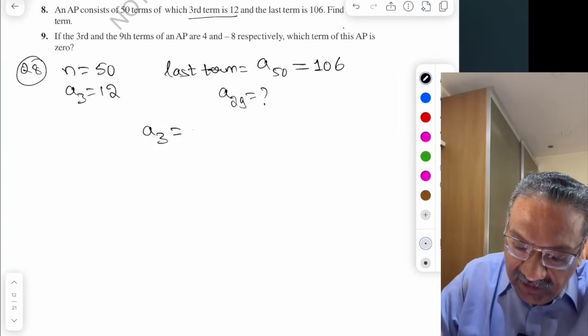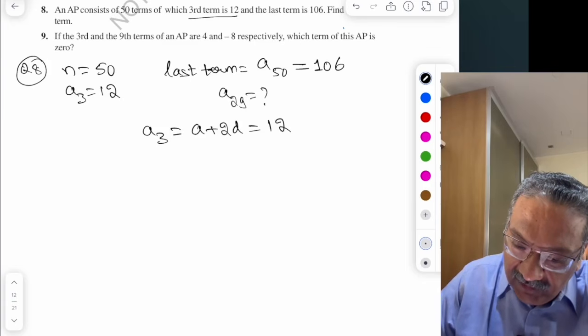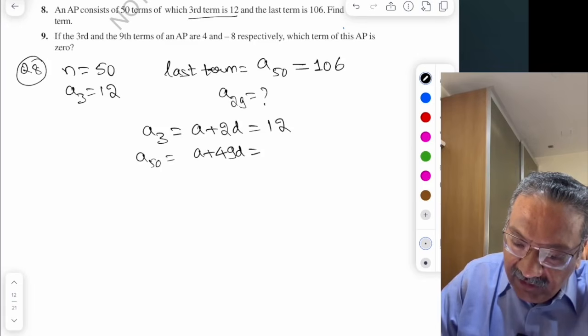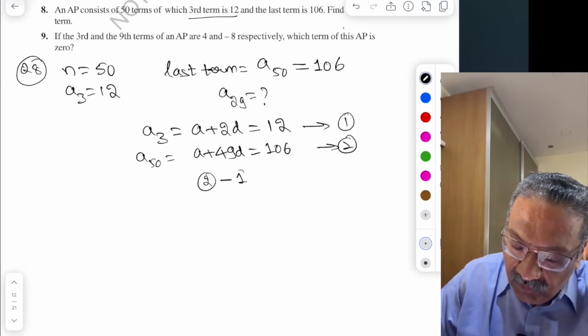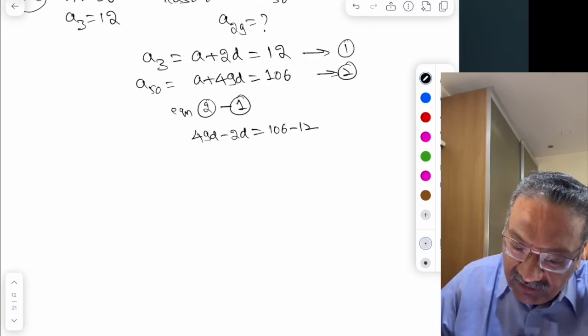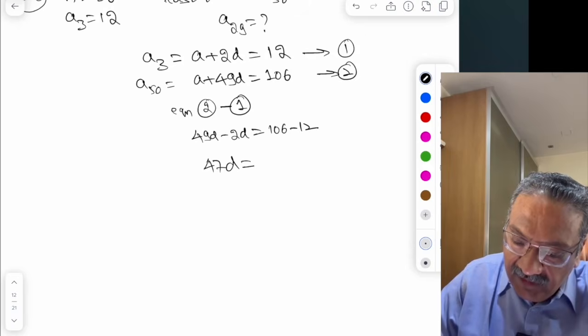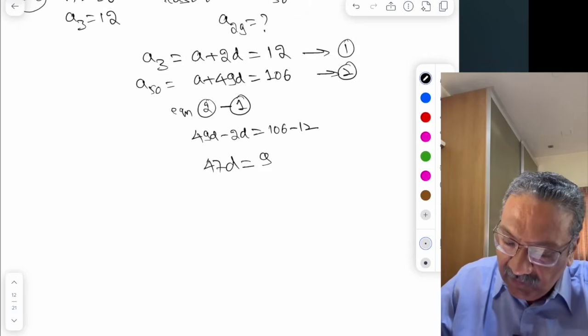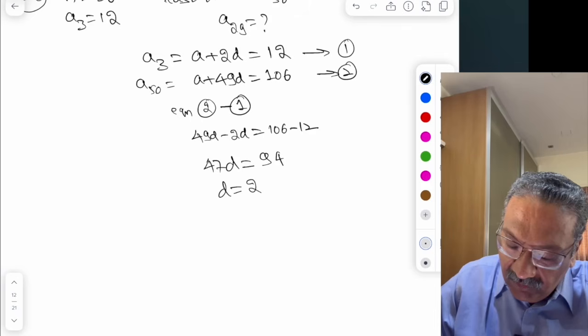So a3 is equal to a plus 2d which is equal to 12 and a50 is equal to a plus 49d which is equal to 106. I will call this equation 1. I will call this equation 2. So 2 minus 1, we get a minus a cancel. 49d minus 2d is equal to 106 minus 12. 47d is equal to 94. So d is equal to 2.